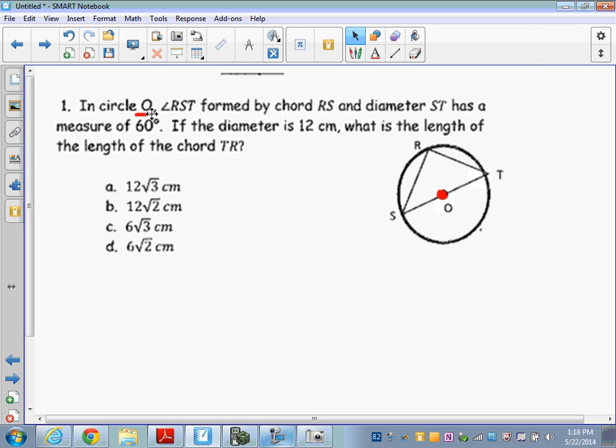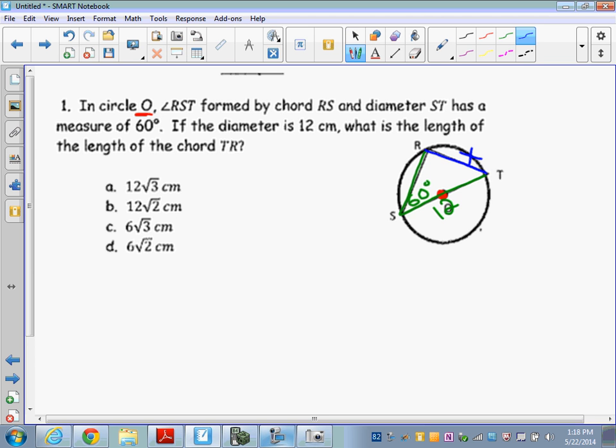Angle RST is formed by chord RS and diameter ST. So the angle we're looking at is here, RST. It has a measure of 60 degrees. If the diameter is 12, what is the length of chord TR? So we're looking for chord TR, that's X.